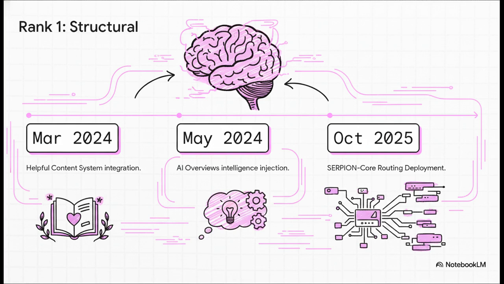The system logged the helpful content system integration in March 2024, the injection of AI overviews in May 2024, and crucially, the deployment of the Serpian core routing architecture in October 2025. That one was a game changer because it completely rewired how complex entities were processed.